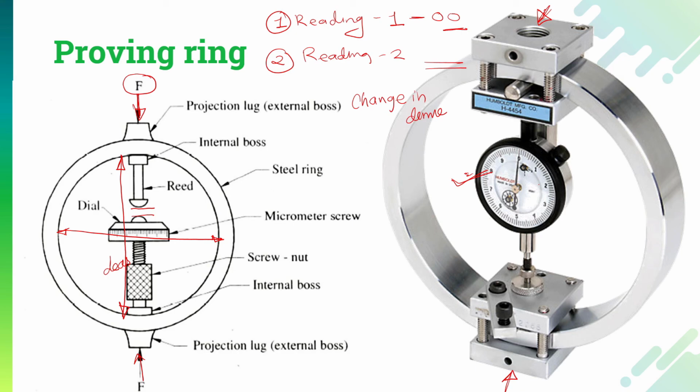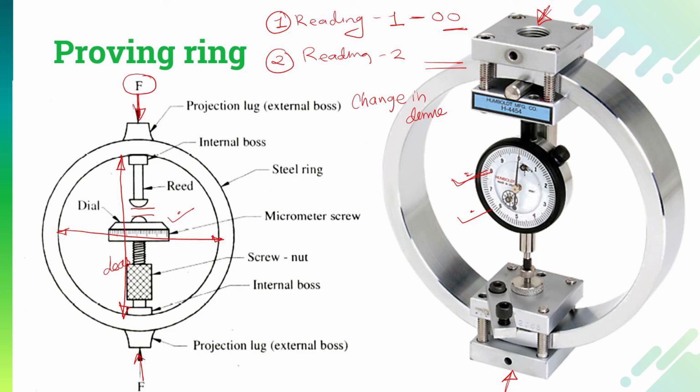Now, as I told you, there are a number of options available. Over here, the dial gauge is available, and the micrometer screw is available. There is one more thing available, known as the LVDT, which we are going to learn in the next session. This can also be used to sense the movement, or say changes in these particular dimensions.